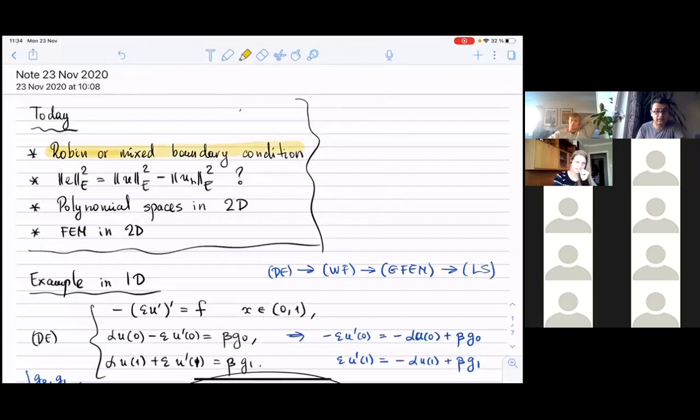Before the break, we discussed these Robin or mixed boundary conditions. Then we went through this identity, because I got many questions by email. It's good to see how the Galerkin orthogonality is used to prove this identity. Let's continue. We did finite element in 1D, and we know how to construct polynomial spaces. Now we want to discuss how to do it in 2D. After that, we will move to time-dependent problems.